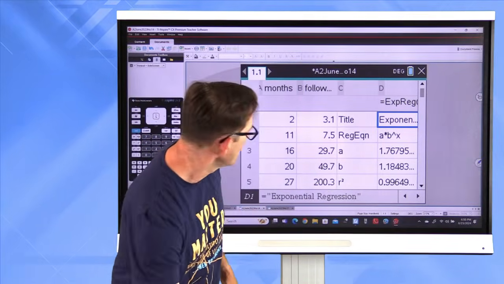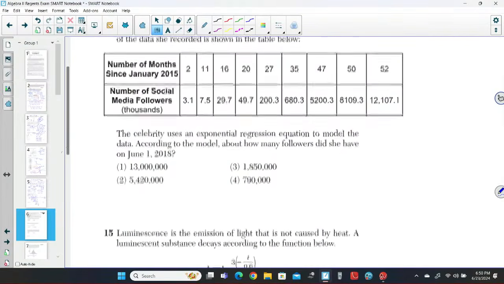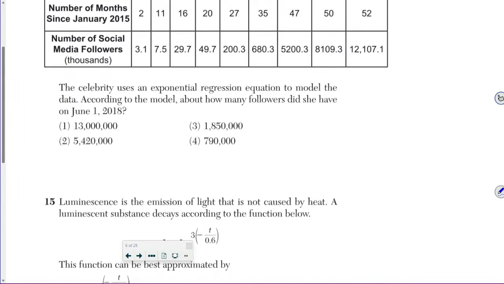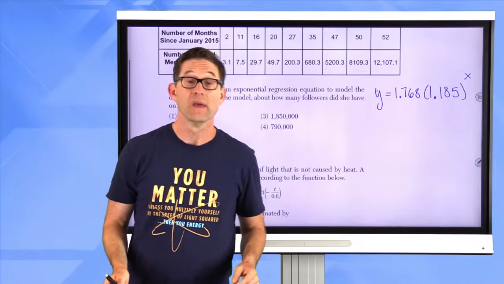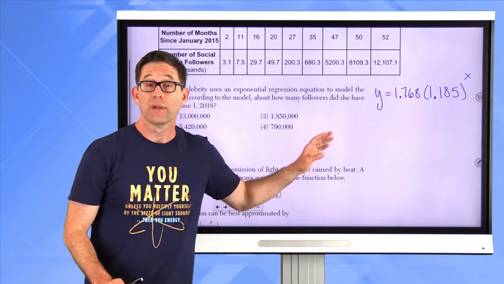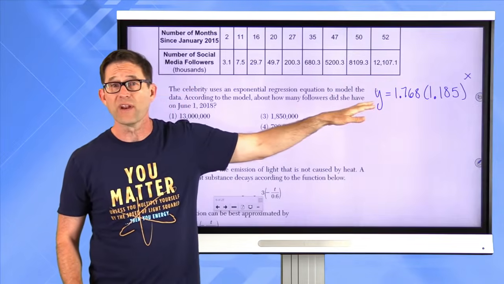All right, and here's what I mean by that. If I go back here, what I did was literally take my exponential regression equation out to this level of accuracy: y equals 1.768 times 1.185 to the x. That's more or less what the regression equation was. Believe it or not, I could really take it out at least one or two more decimal places, but we'll leave it at that.